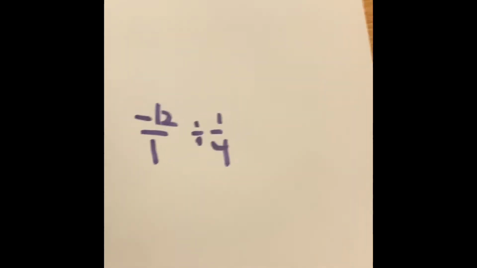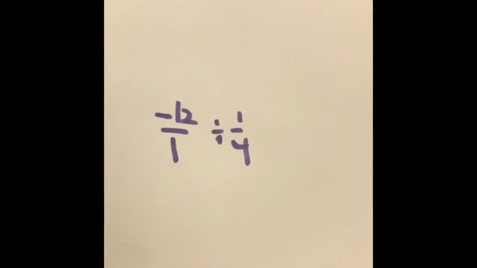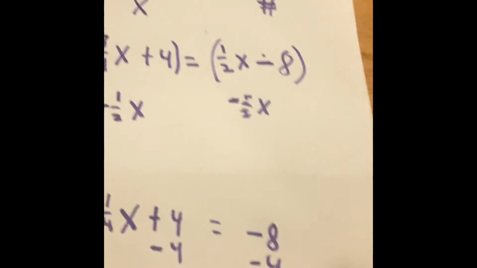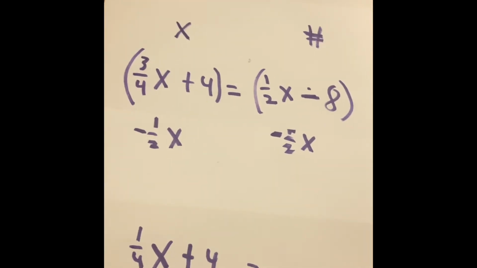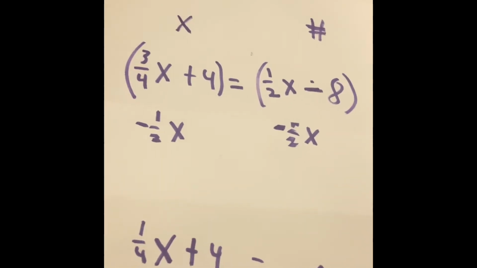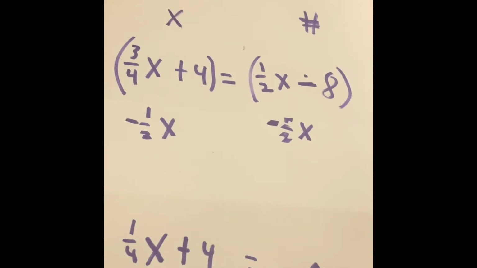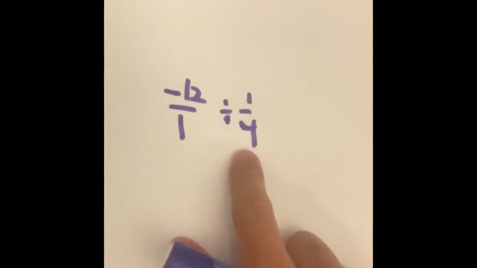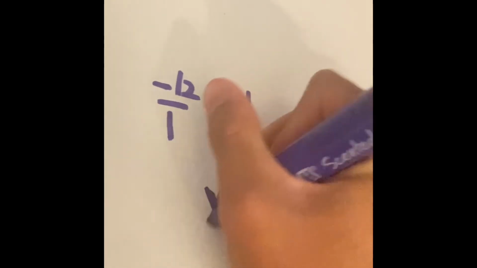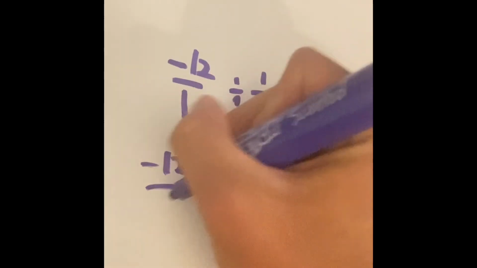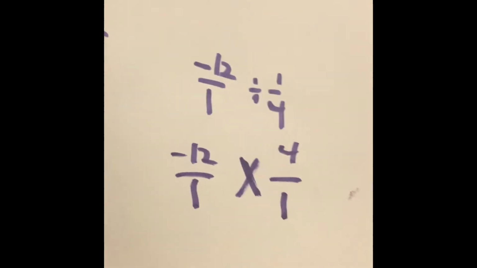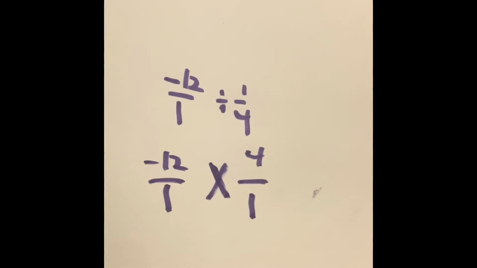But if you ever learned how to divide fractions, you're not really dividing. You're actually doing the opposite. We said earlier in the video that if you add, you subtract, and if you subtract, you add. Every time you make a move when you simplify, you must make the opposite direction the equation is telling you. So since we divided, we have to multiply by the reciprocal instead. So we have -12 over 1 multiplied by 4 over 1, because we have to multiply by the reciprocal.